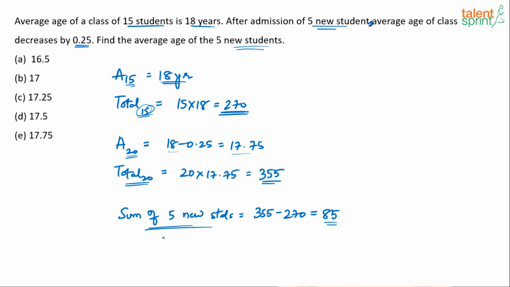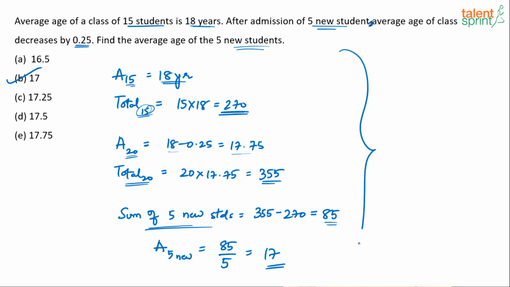But what do we want? We want the average of 5 new students. Average should be sum by number of students. 85 by 5, which is 17. So 17 years, option B is the answer. Right? Good. 17 years, option B is the answer to this question.